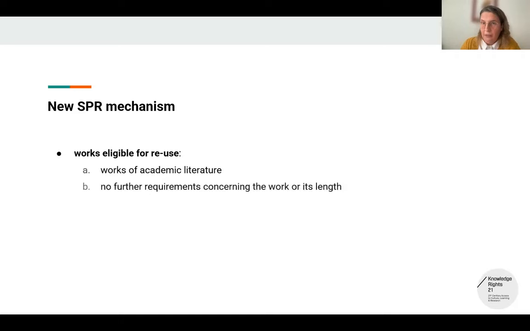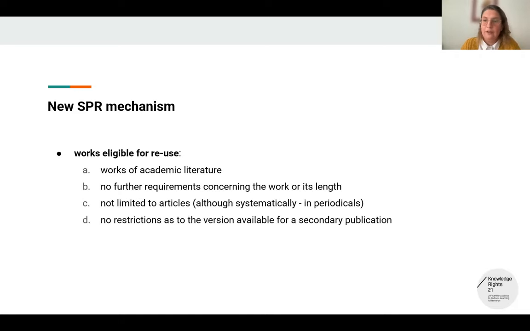So in terms of type of works eligible for reuse, the new regime covers works of academic literature. There are no further requirements concerning the work or its length. Although the provision is placed in a chapter of the law regulating publications in periodicals, the scope of the norm itself is not limited to articles, as you can see. In contrast with provisions in other jurisdictions, the new Bulgarian SPR contains no restriction as to the version available for secondary publication. The mechanism can very well apply to author-accepted manuscripts and to versions of record.